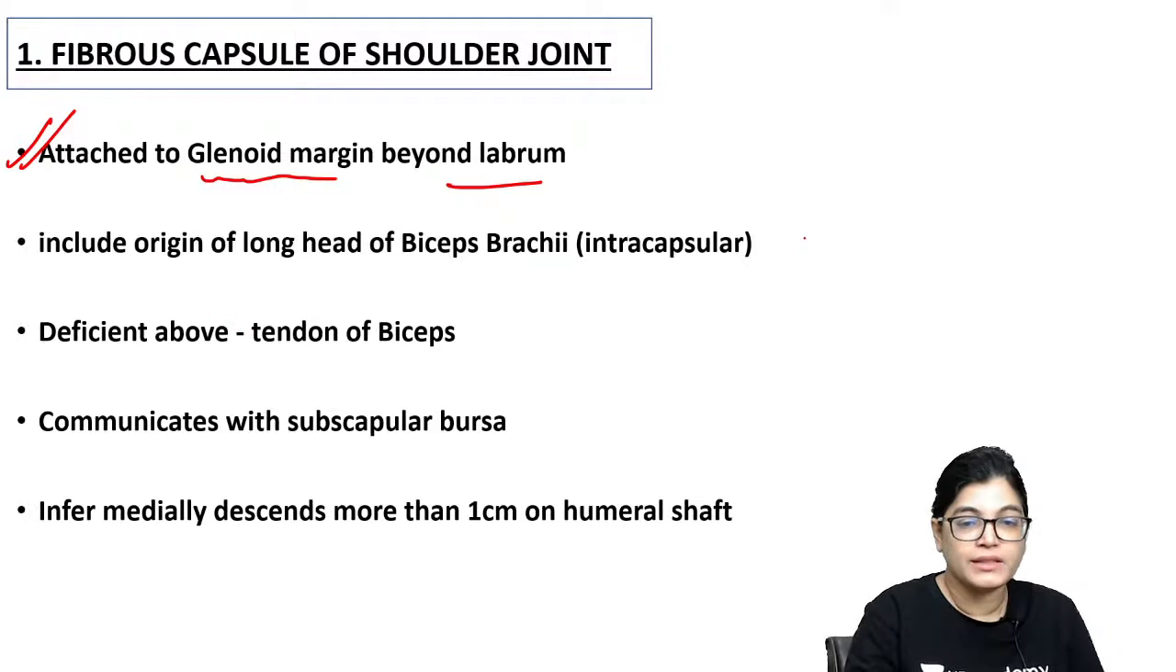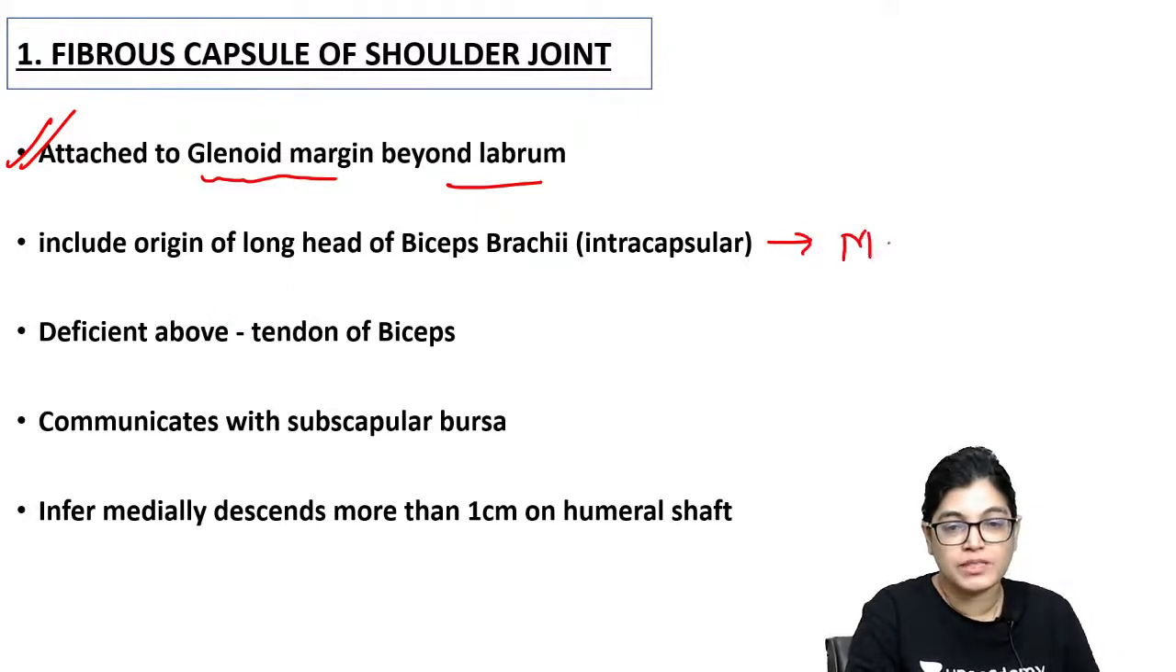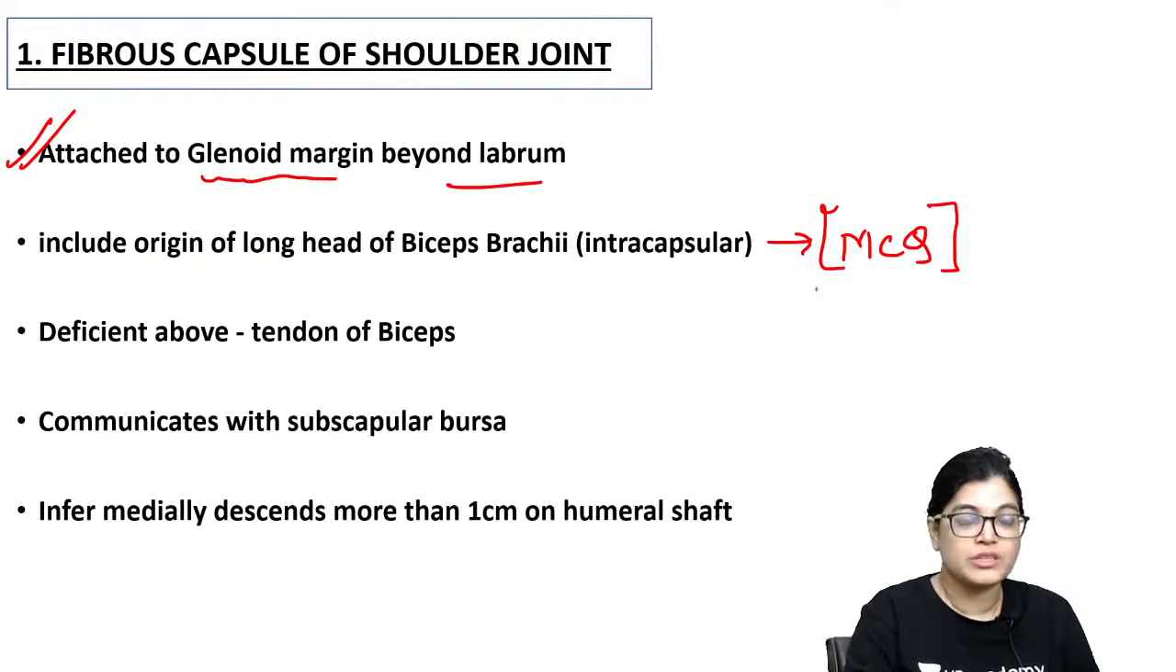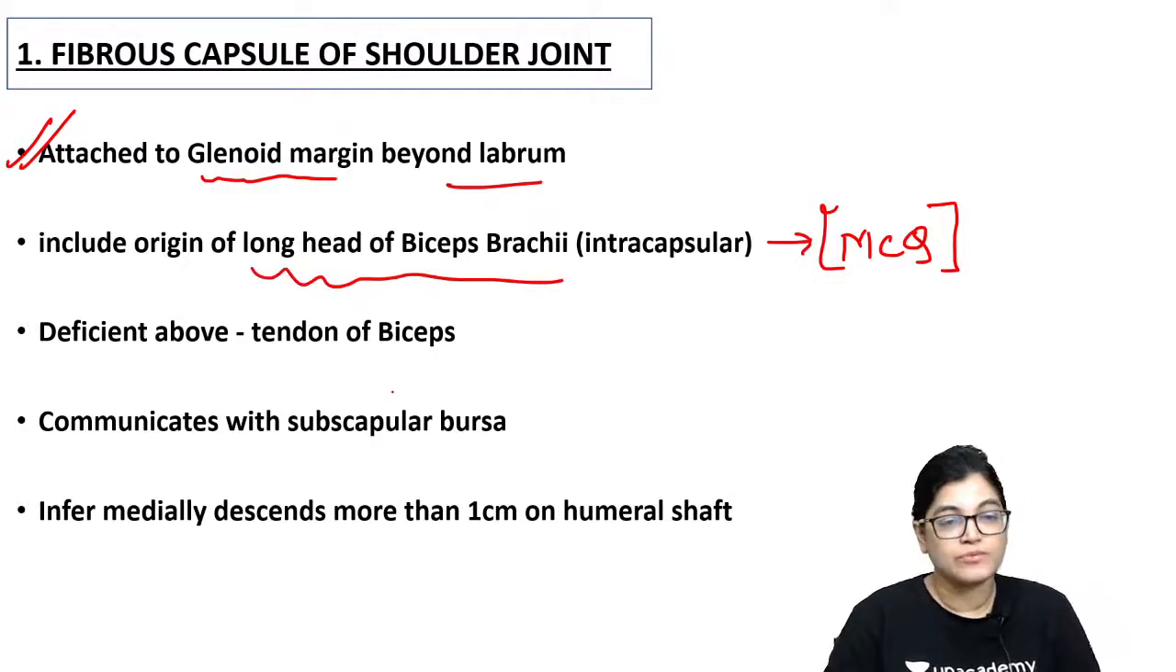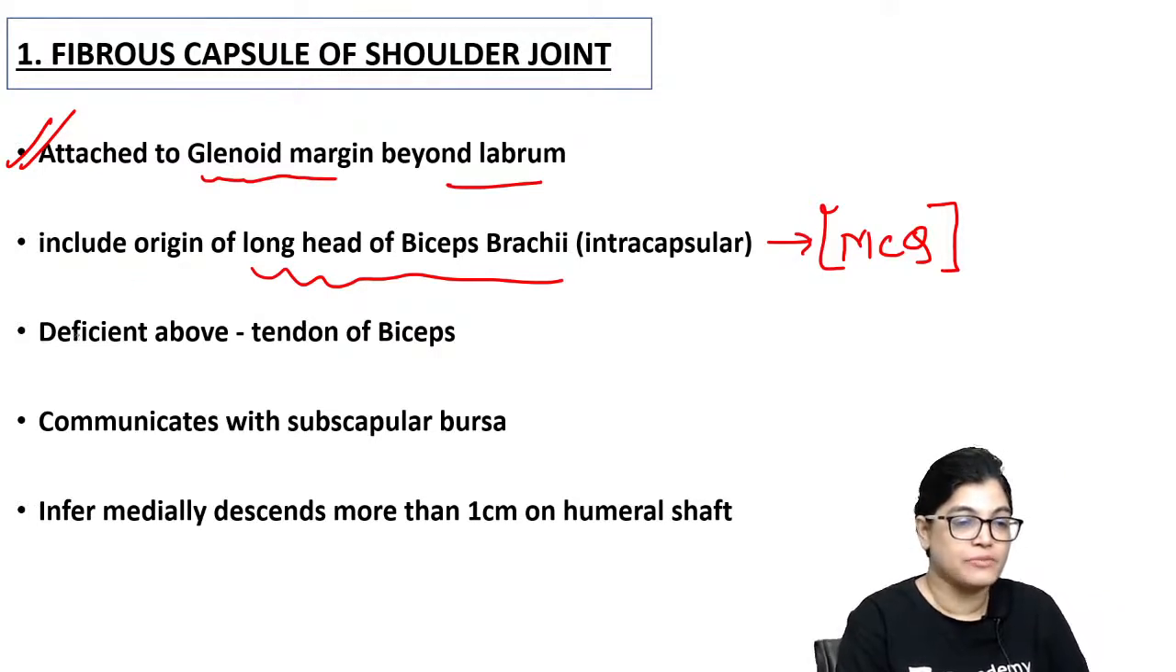The second point, and this is very important, has been asked as an MCQ many times: which structure has an intracapsular origin in the shoulder joint? The answer is the long head of biceps brachii. Its origin lies inside the fibrous capsule of the shoulder joint.